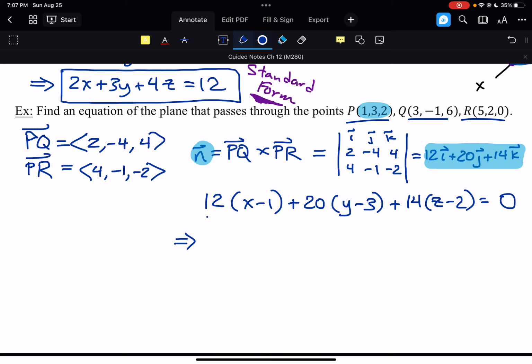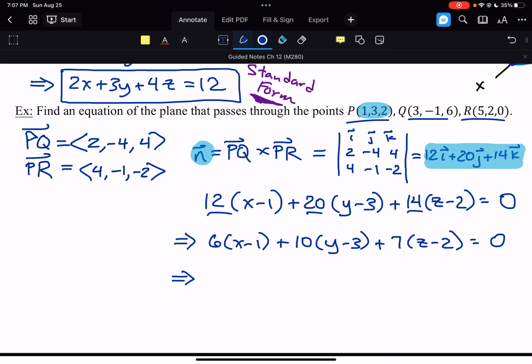We can simplify this a little bit even before we start moving stuff around. Notice there's a common factor of 2 in all of those. We can divide it away. And then we can go ahead and distribute the 6, the 10, and the 7, bring all the variables to one side, the constants to the other. So we end up with 6x plus 10y plus 7z equals, that's negative 6, negative 30, and negative 14. Add all those together to the other side, we end up getting 50.